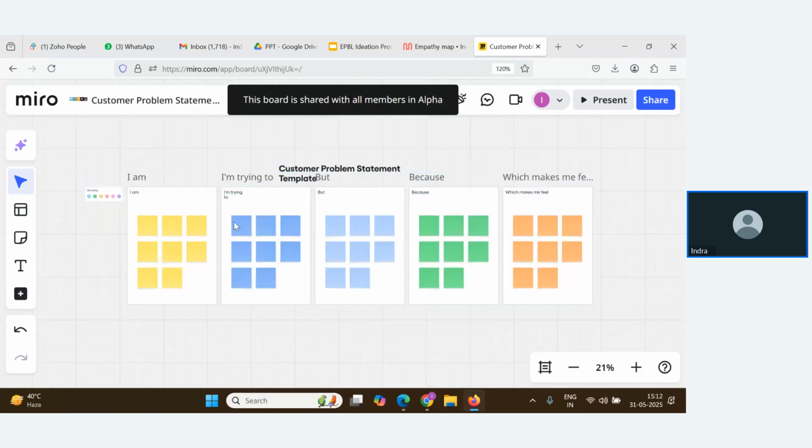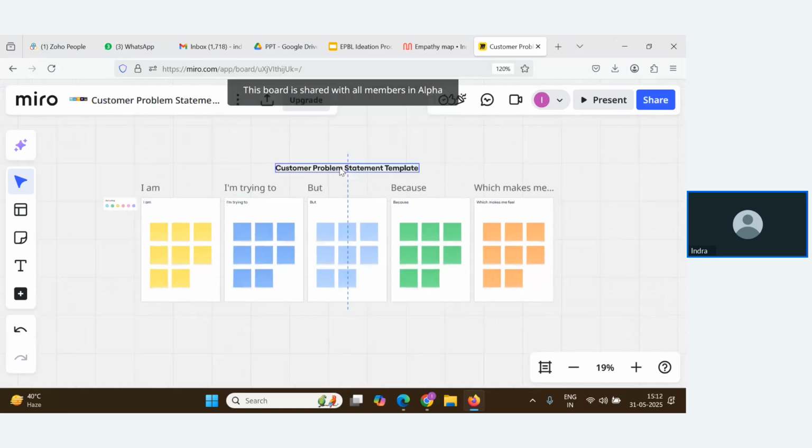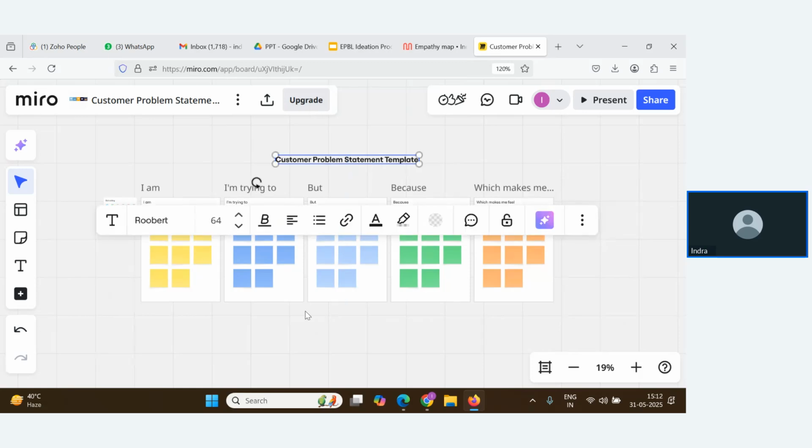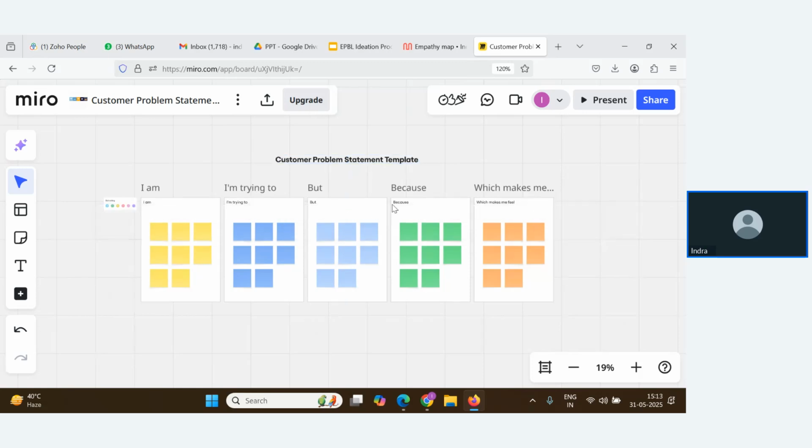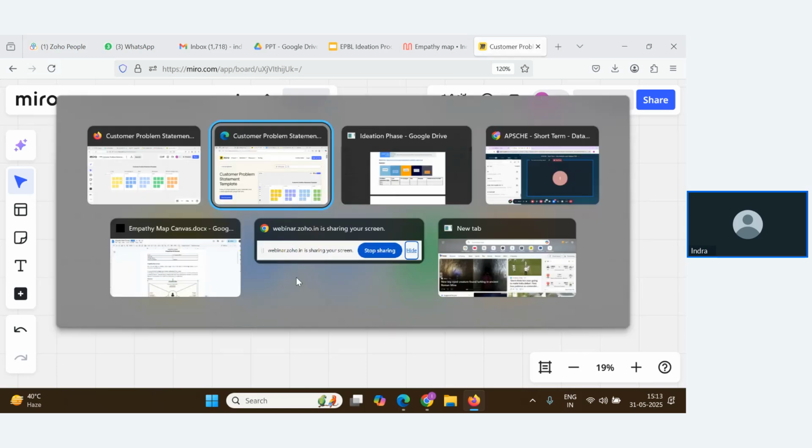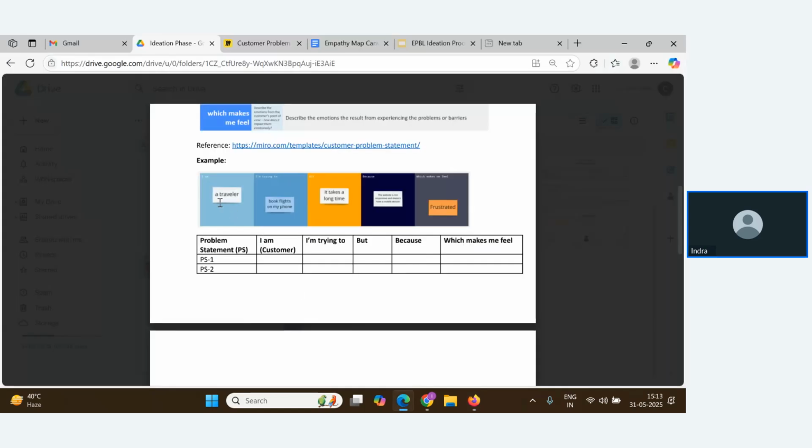Okay. So you can see here, we have a total of 5 sections. I have given you an example also here. So for example, I am a traveler. I am trying to book the flight on my phone, but it takes a long time, because of which I am unable to do so. And this makes me feel frustrated.